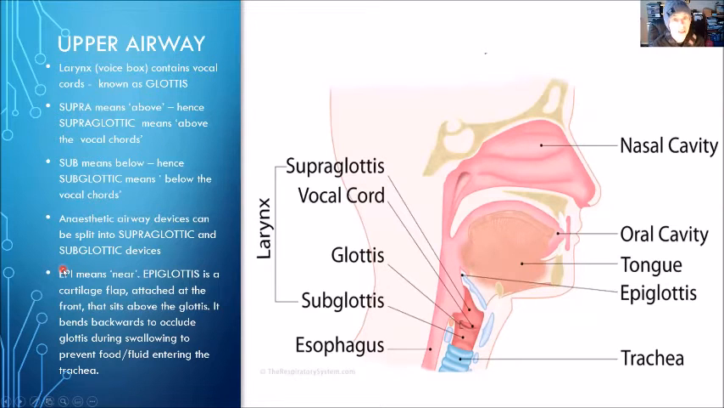Another interesting related term is epi. So epi means near. For example, epidural means near the dura. And the epiglottis is a cartilage flap. It is attached at the front and sits above the glottis. So the epiglottis has an additional function of protecting our airway. It bends backwards to occlude the airway when we swallow.